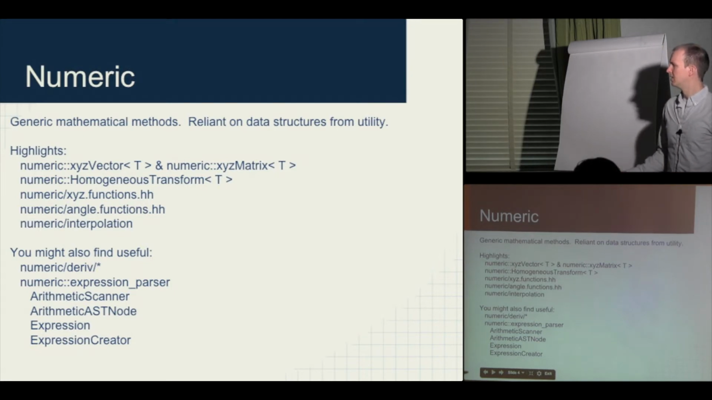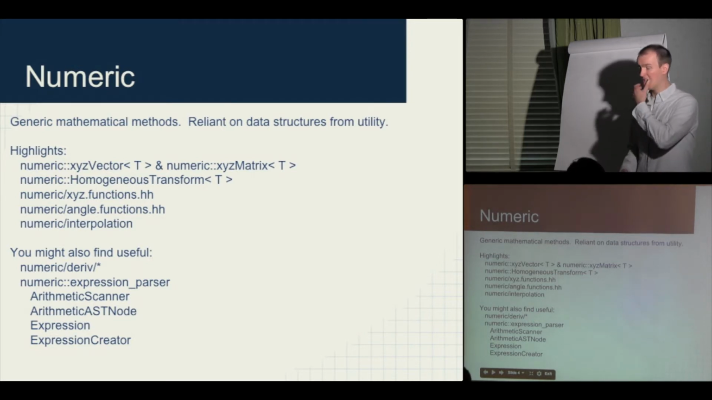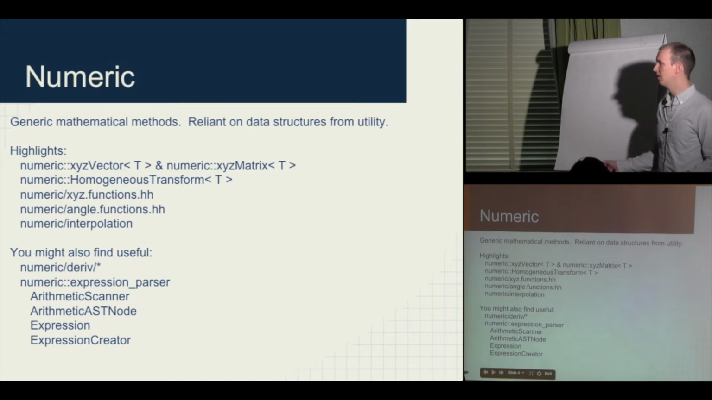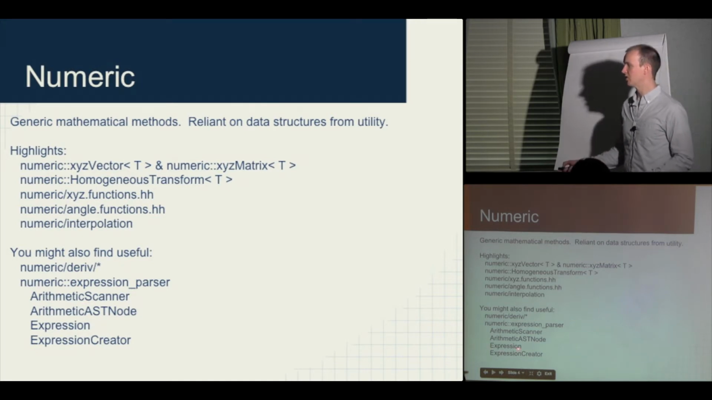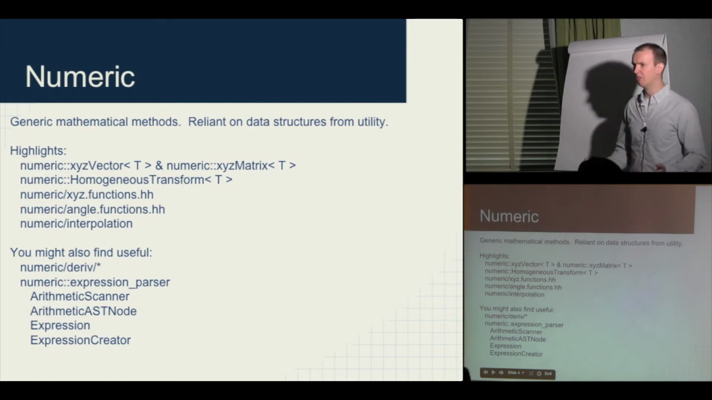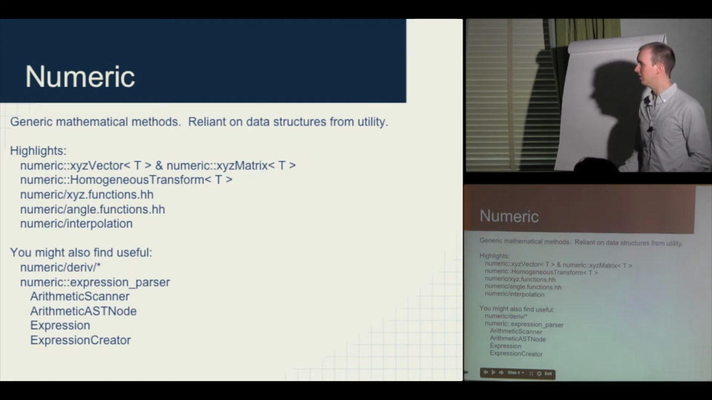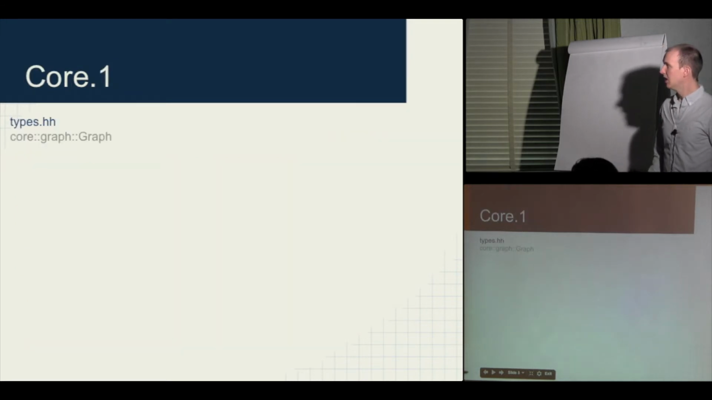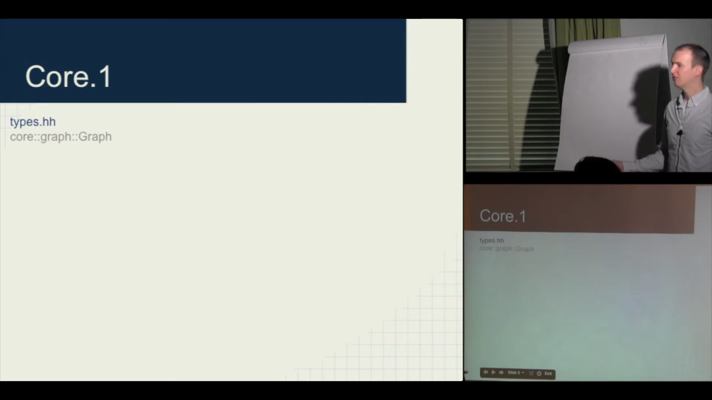And then there's some code if you want to take a string and convert that into a mathematical expression that can be evaluated. There's a scanner, and there's code to convert that into an abstract syntax tree, and convert the abstract syntax tree into expressions. That's fairly generic and probably useful in a number of different scenarios, but I won't be talking about it today. In Core 1, I've already spent a fair amount of time talking about graph.